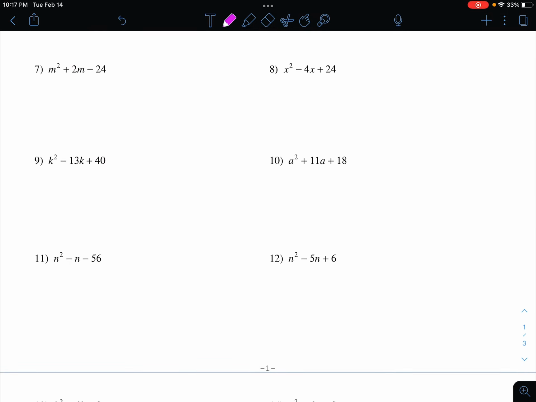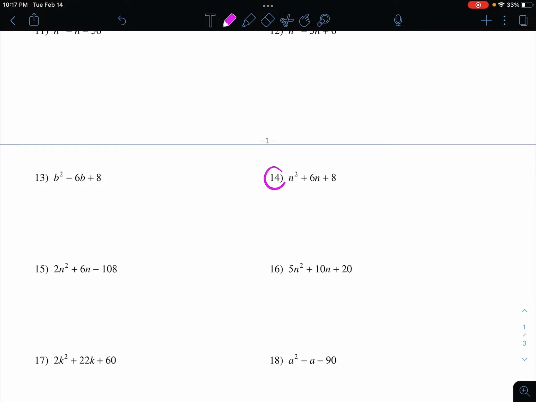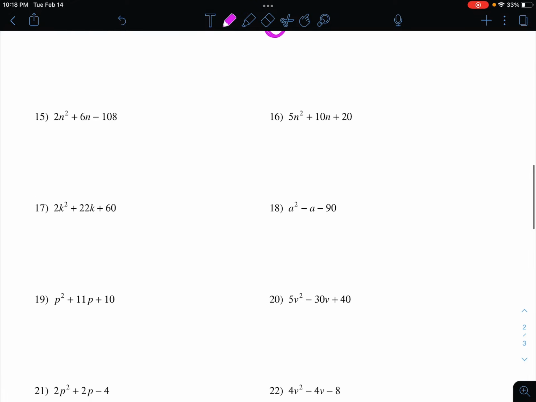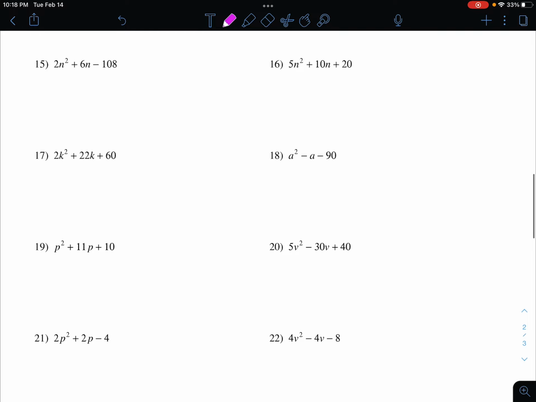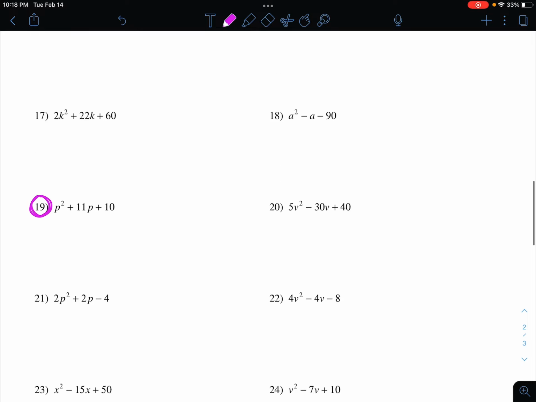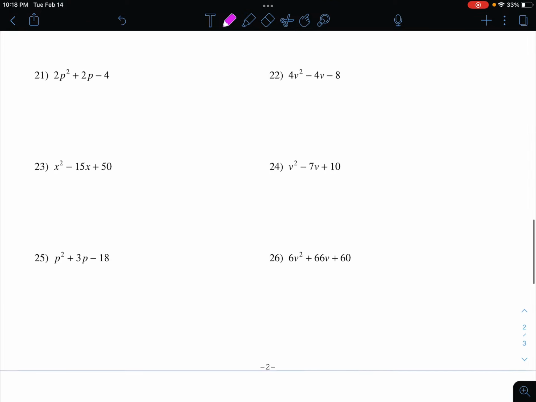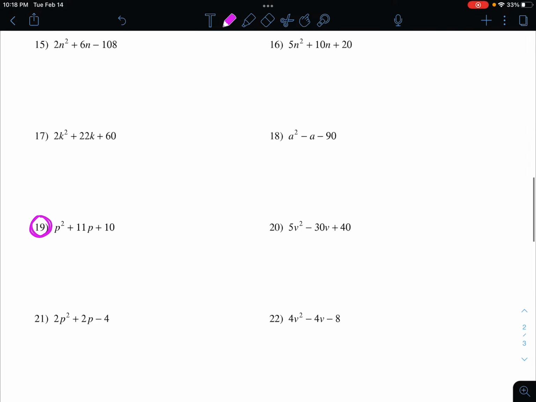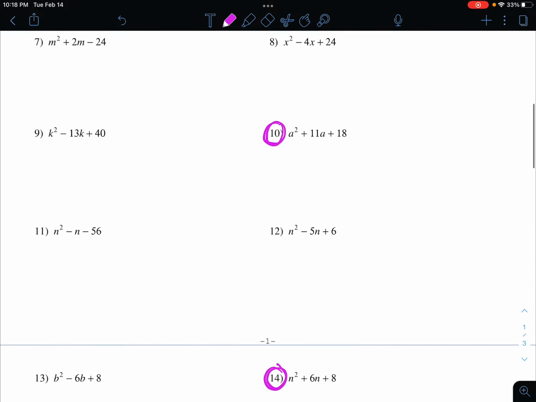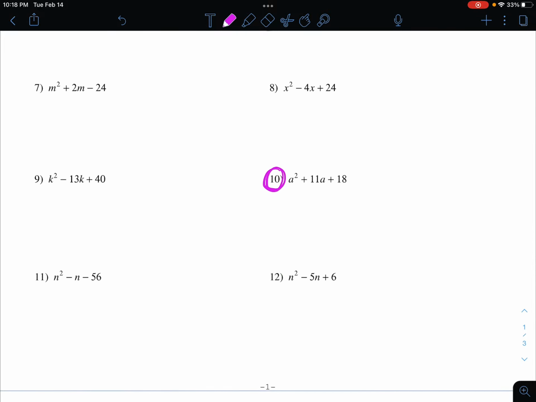Okay, so I'm going to take a time out, and I would like for you to try number 10, and try number 14, and number 19. I think that's all of the adding ones that I want you to do. Those ones are just like the two that I did. Notice how everything's positive. You're going to use the factors of the last number, but they have to add up or subtract. In this case, add up, because everything's positive, to the middle number.